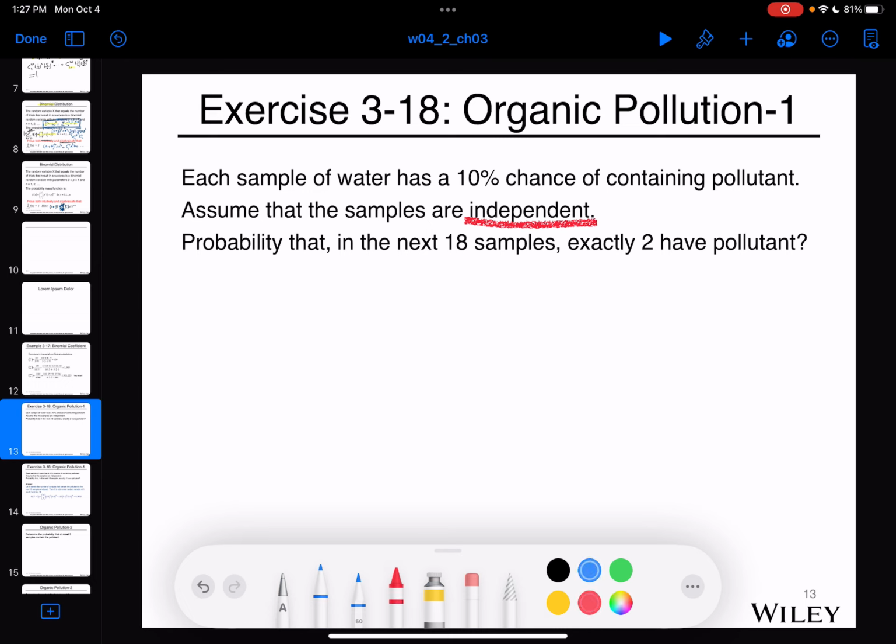Basically, the question is telling us that we are selecting 18 samples, so n is equal to 18. And we want to have 2 pollutants, so this is x. And there is a 10% chance of success. In this question, success is defined as having pollutants, so this is p. So that's it. All you have to do is find these 2 parameters, n and p, and the random variable x.